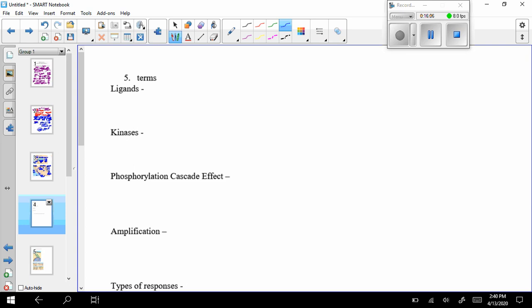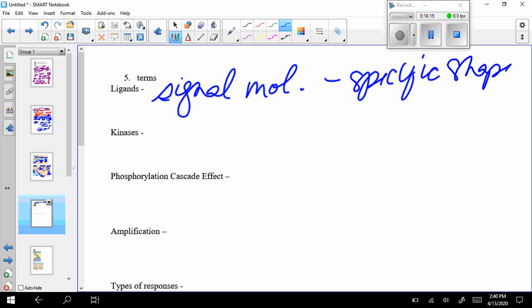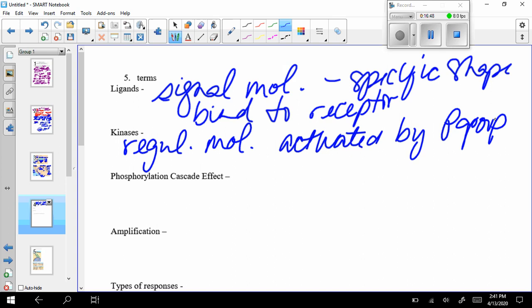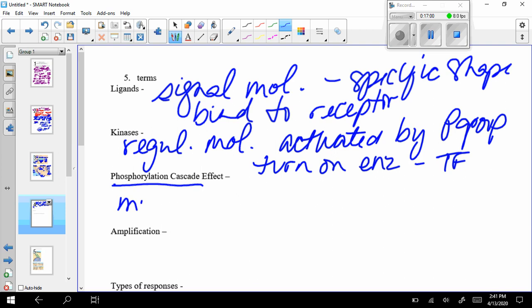All right, terms. There is definitely a lot of terms here that I want to make sure that you recognize and are able to use. So ligands are our signal molecules, and they definitely have a specific shape, and they bind to receptors. Unless they are a steroid or some other nonpolar molecule, they very often are proteins, which means they do not enter the cell. They cause a change in the cell because the receptor changes shape when it binds to it. All right, a kinase is a regulatory molecule, and it is activated by a phosphate group. And so when you add a phosphate group, now it can go turn on enzymes or turn on transcription factors to allow a response to occur. And a phosphorylation cascade is multiple kinases, one by one, activated.